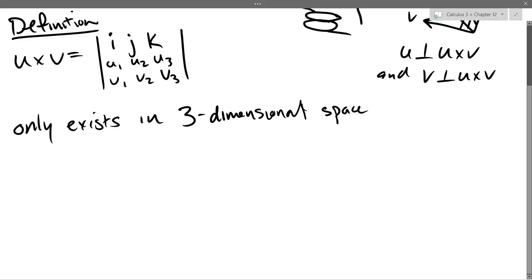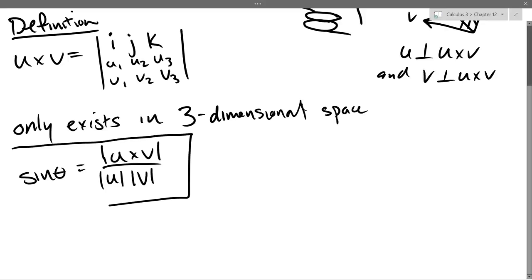We'll do a computation example at some point here. All right, we have another sine relationship. So sine theta is the magnitude of U cross V, divided by magnitude U times magnitude V. So there's another way to relate the angle with a cross product this time.